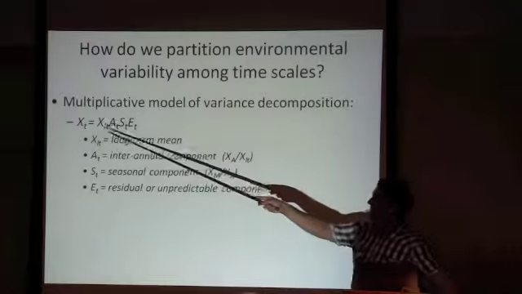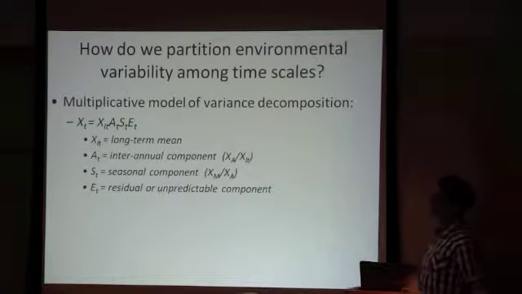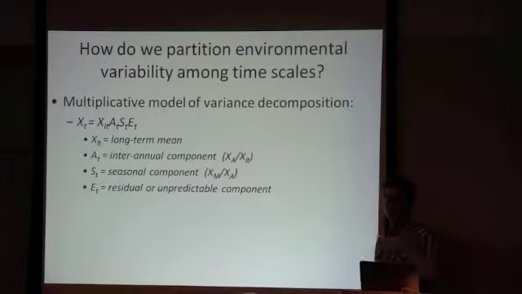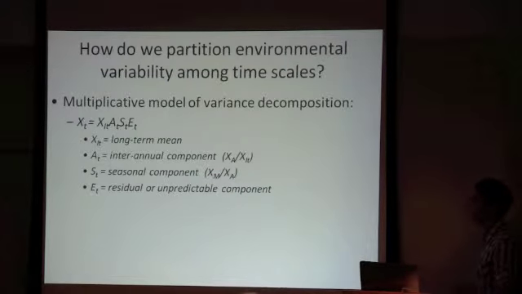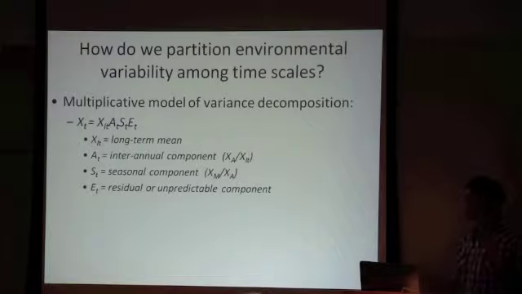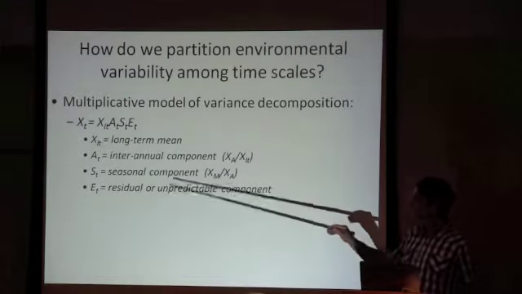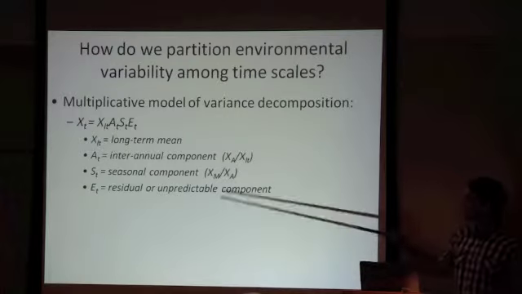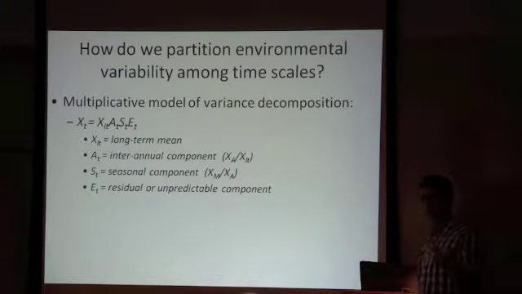so we have an observation at time t, which is a measurement of something like pH. We calculate four components. We calculate the long-term mean, the average across the whole data set. We calculate the interannual component, which is the annual mean divided by the long-term mean. So if it's something like temperature, if it's a warm year, this ratio will be greater than 1. If it's a cold year, it'll be less than 1. We calculate the seasonal component, which is the average for that calendar month divided by the annual mean. So again, if it's June, it'll be greater than 1.